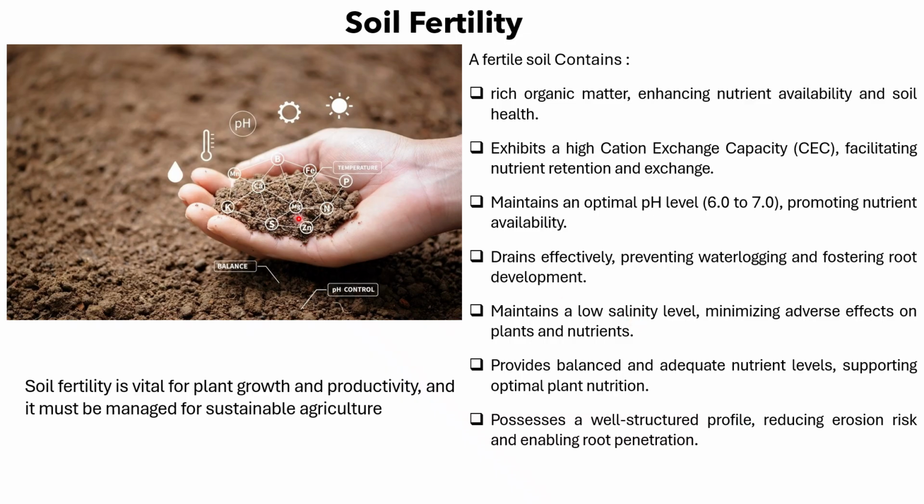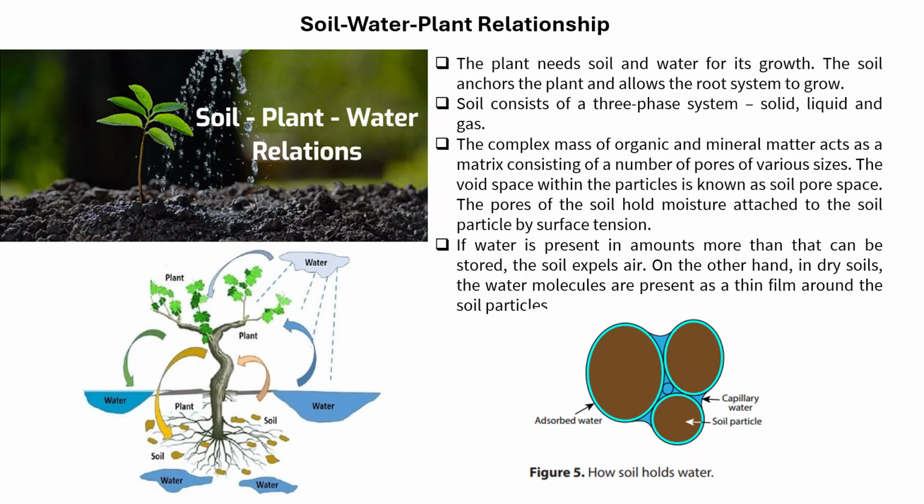Soil fertility is vital for plant growth and productivity, so it must be managed for sustainable agriculture. This means farmers need to constantly monitor and improve the soil quality for long-term farming. The next one is the soil, water, plant relationship, so we'll explore it.